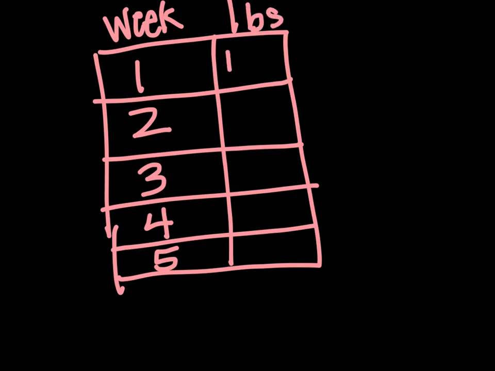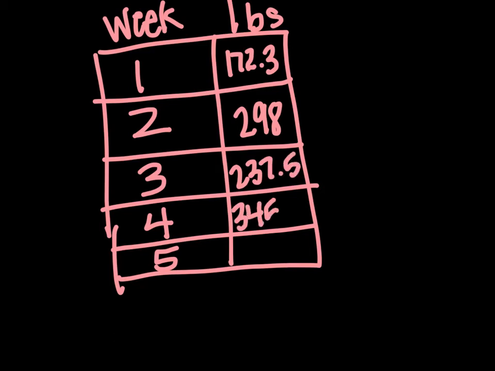So the first week we had 172.3. Week 2 we had 298. Week 3, 237 and 5/10. Week 4, 345 and 1/10, and week 5 we had 338 pounds. Okay? So when you first look at this chart, you're going to want to think about, well, how can we make this a little bit easier for us to do a little bit of mental math?